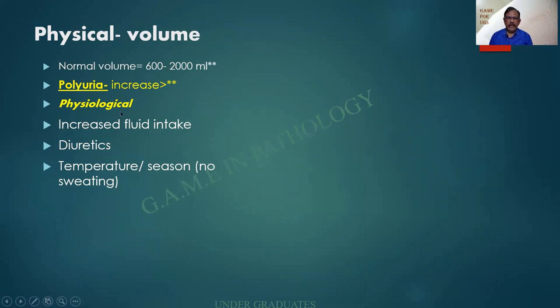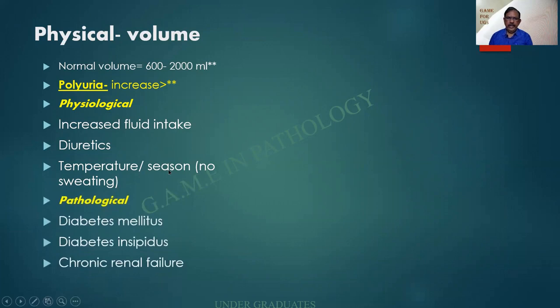It can be physiological, such as in a case of increased fluid intake, obviously. Temperature: in cold weather, you find that there can be a frequency of urination because there is no sweating. When the patient is on diuretics. So all these will be causing a physiological polyuria. There can be pathological also, which can be diabetes mellitus, diabetes insipidus, and chronic renal failure. In renal failure, you might think that there will be no urinary output, but there will be a stage of oliguria and a stage of polyuria as well.